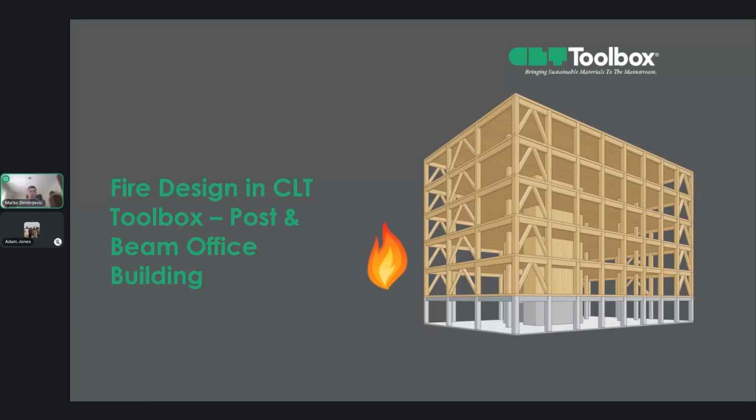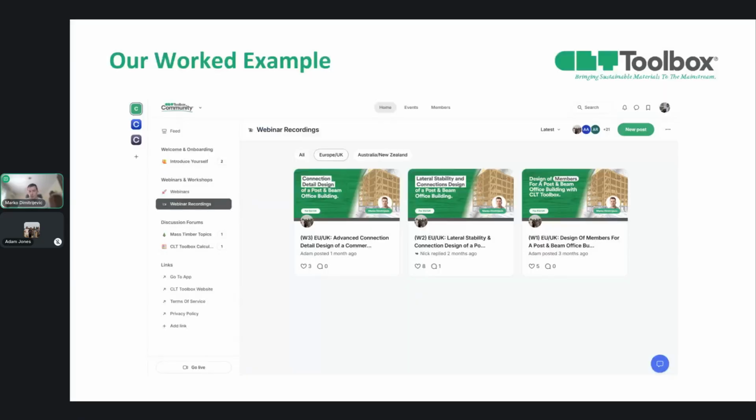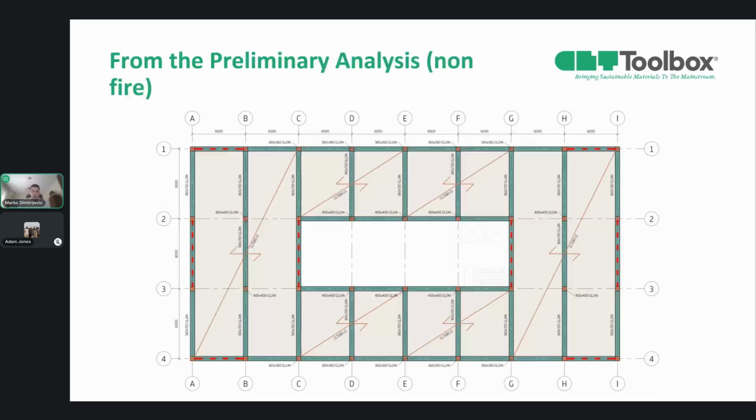Going into our design, we have our example of fire design of post and beam office buildings. If you haven't been to our previous webinars, you can check them out on this link. We have webinar recordings with our community forum, where we explain preliminary analysis, lateral stability, and the detailed connection design for the same example. Now we're going to use the same example to verify these members in case of fire.